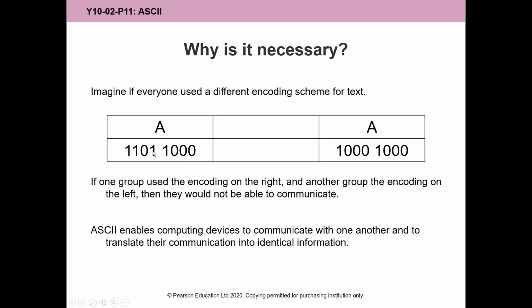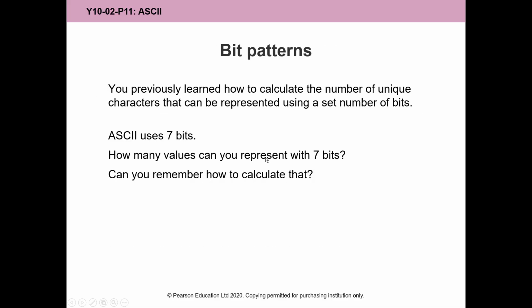So we have to standardize and say, just like we did in our very first lesson where we had a binary value for each person in the class, we're going to have a binary value for each letter in the alphabet. And it has to be standardized so that everybody knows which letter is which combination of binary values. That's essentially what ASCII is.